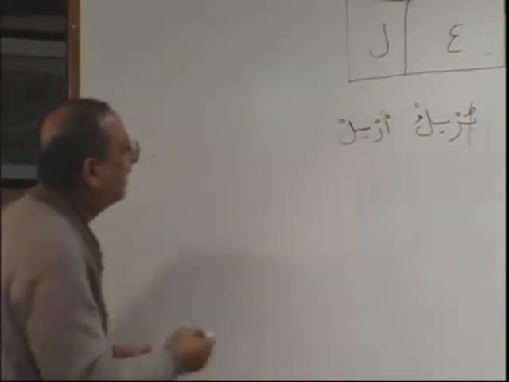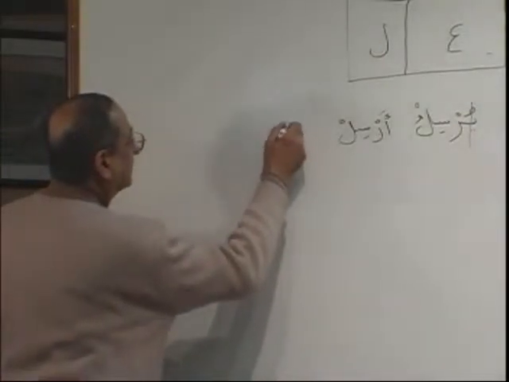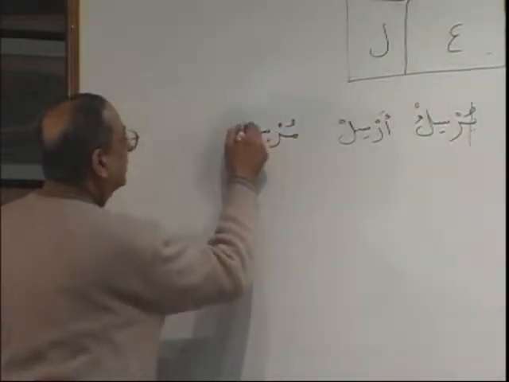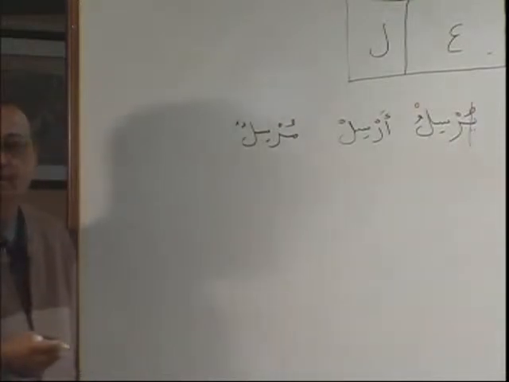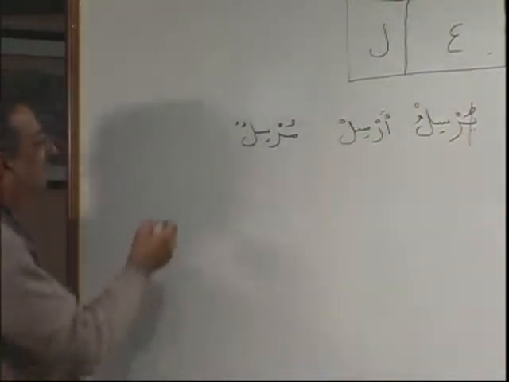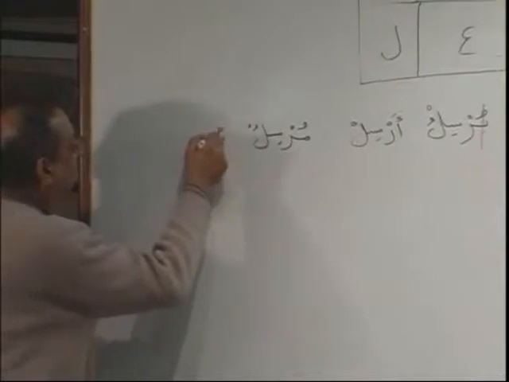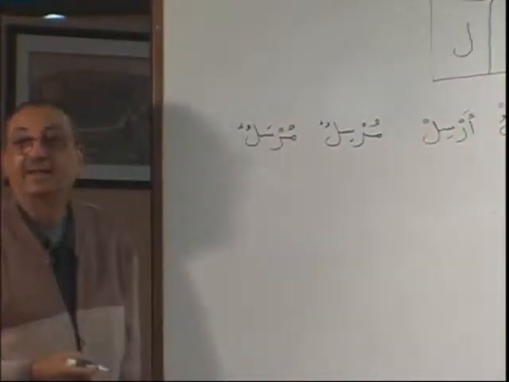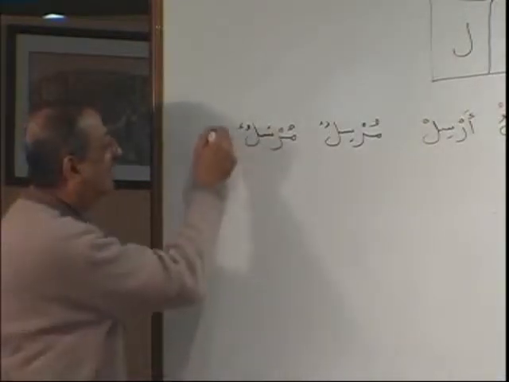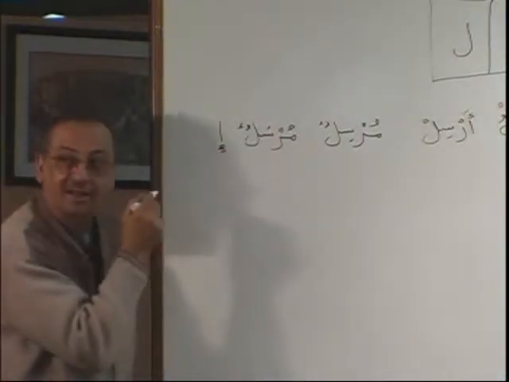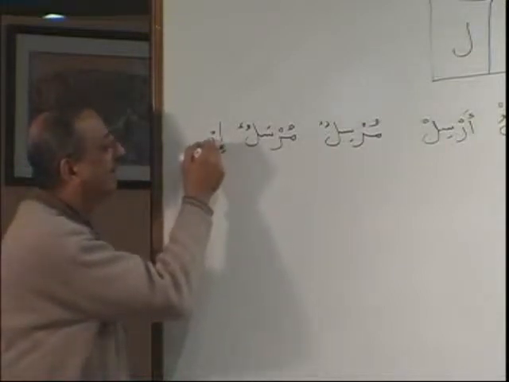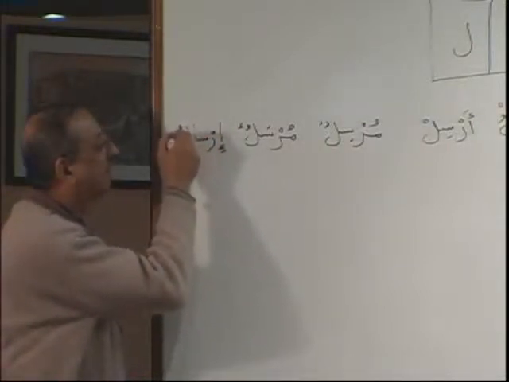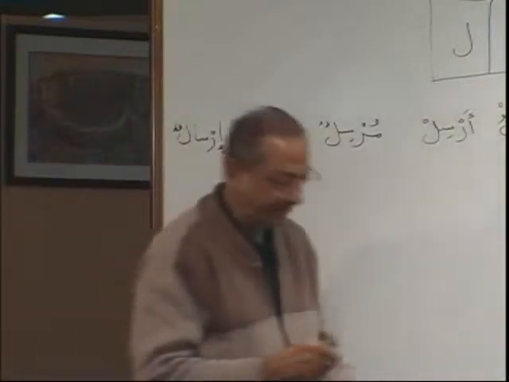What will be the ism fa'il? Mursilun. Okay, brother and sister? What is ism maf'ul? Mursalun. And what is the masdar? Irsalun. What is the masdar? Remember Hamzatul Qata. Irsalun. Irsalun. Fine, brothers and sisters. Very easy.